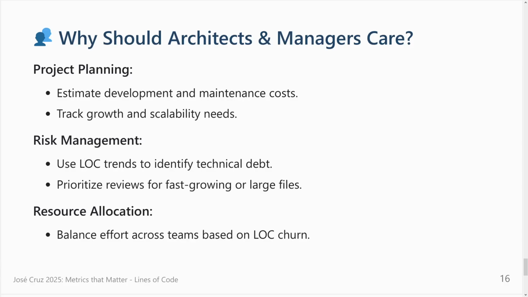Risk management: again, use lines of code trends to identify technical debt. It's a risk always associated with the project because it's something that we have to pay later. And when I say pay, it is really paying, because someone will take time, and we saw a formula about that, that you should spend time to fix it, and that person is paid, right? And prioritize reviews for fast-growing or large files, so you can detect files that are becoming larger and maybe, okay, I have to review this code or maybe refactor it. And of course, resource allocation: balance effort across teams based on the lines of code churn in this case.